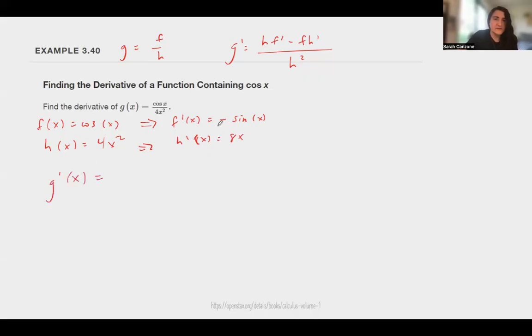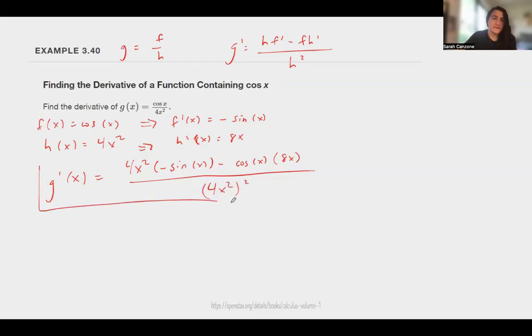So g prime of x is h, which is 4x squared, times f prime, which is negative sine of x. And it is very important that we put parentheses, because if we didn't, this would read as 4x squared minus sine x, which is incorrect. This is 4x squared times negative sine x. So you could theoretically bring the negative in front of this 4 if you'd like. So this is h times f prime minus f, which is cosine of x, times h prime, which is 8x, all over h squared, which is our denominator, 4x squared, squared.